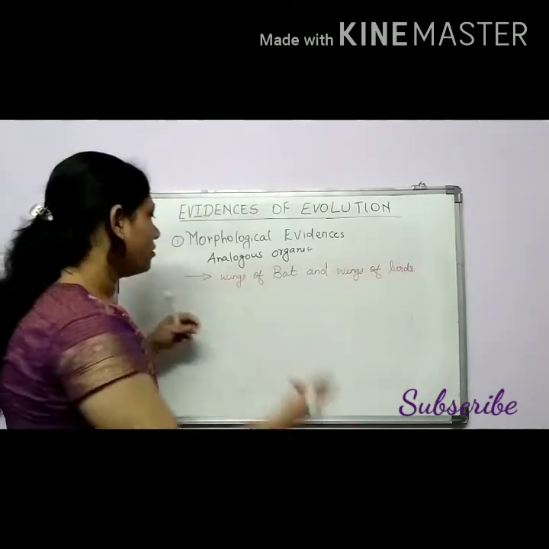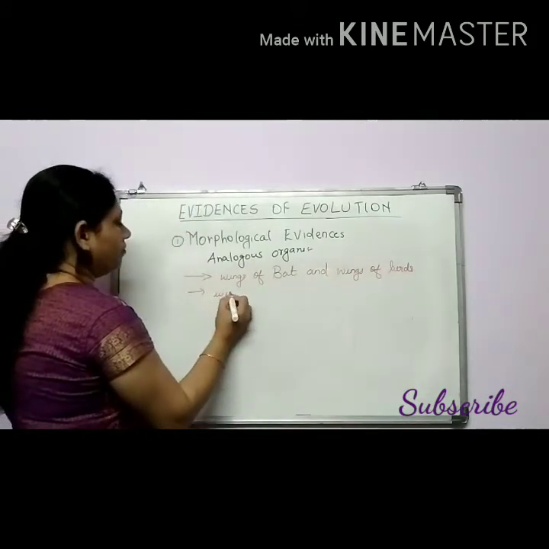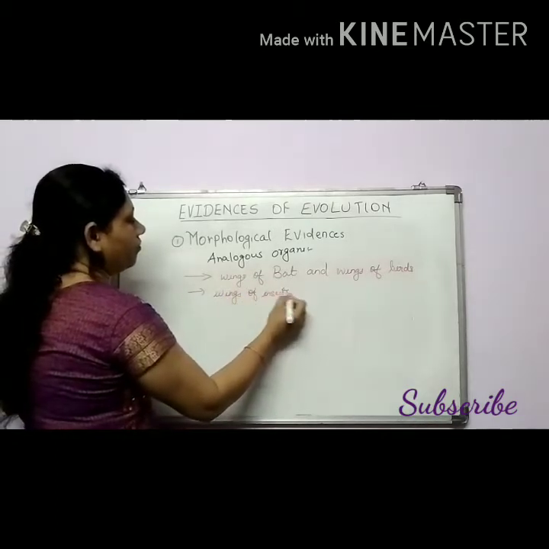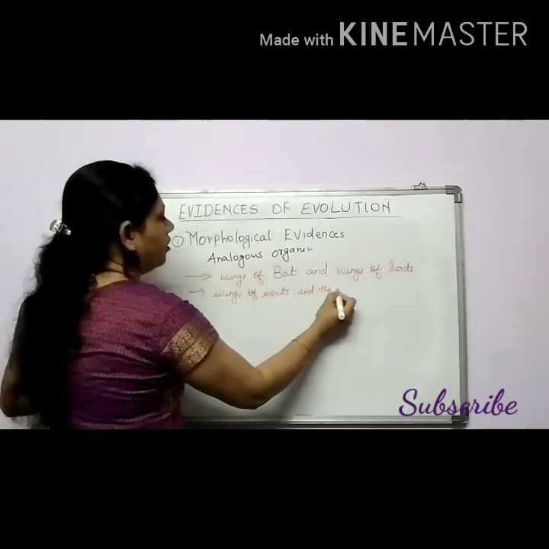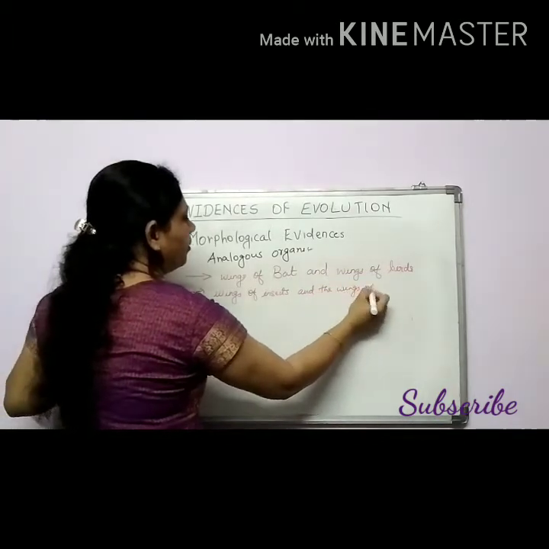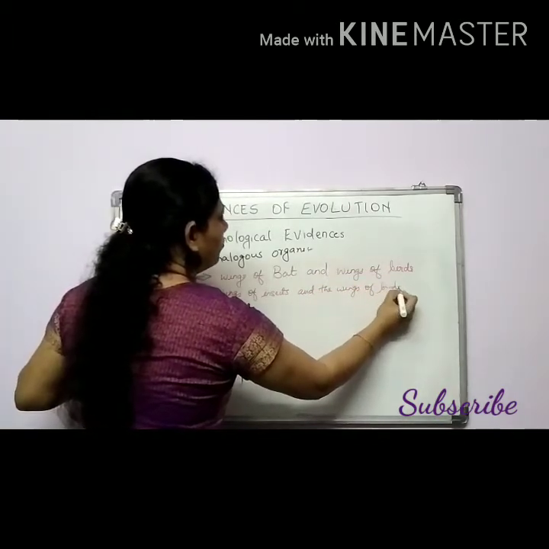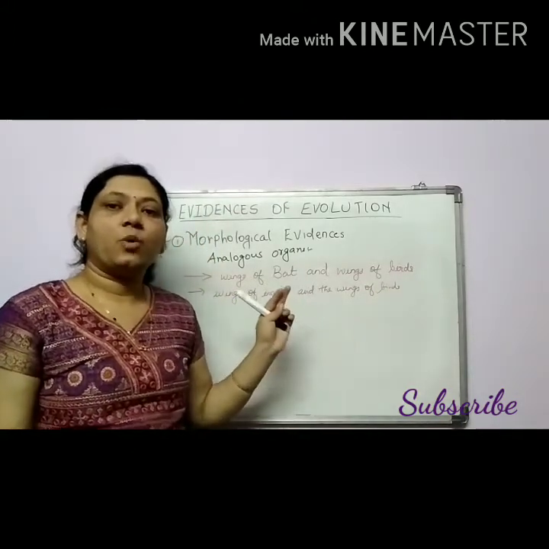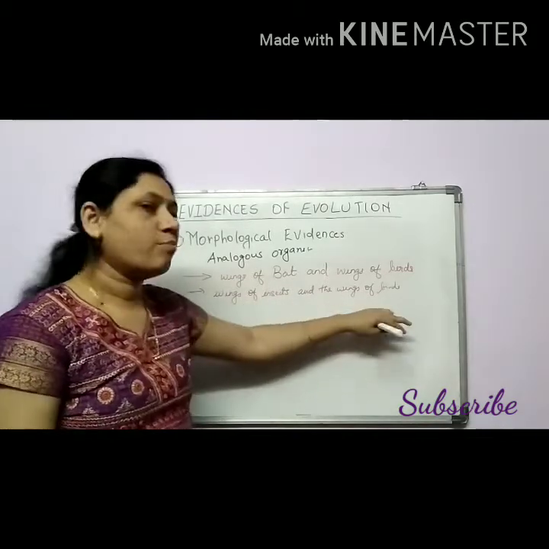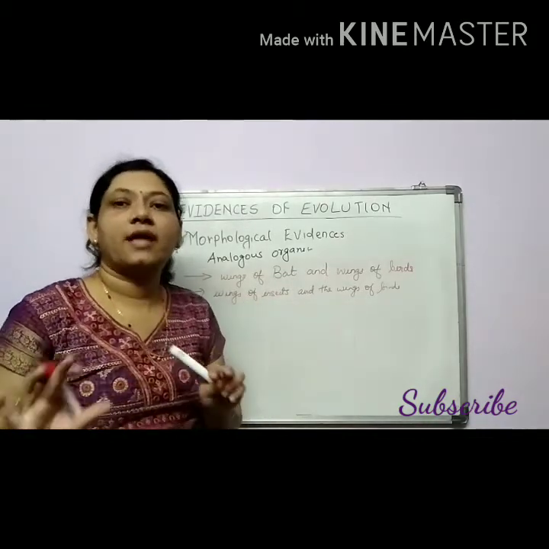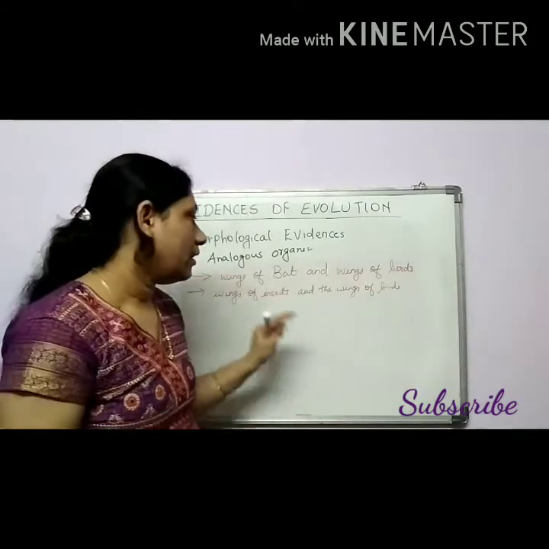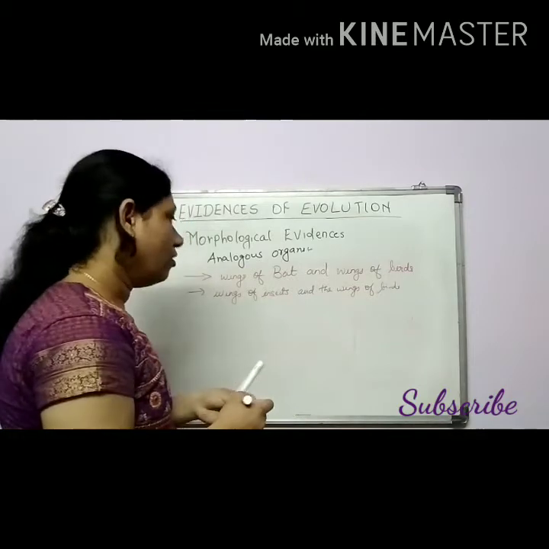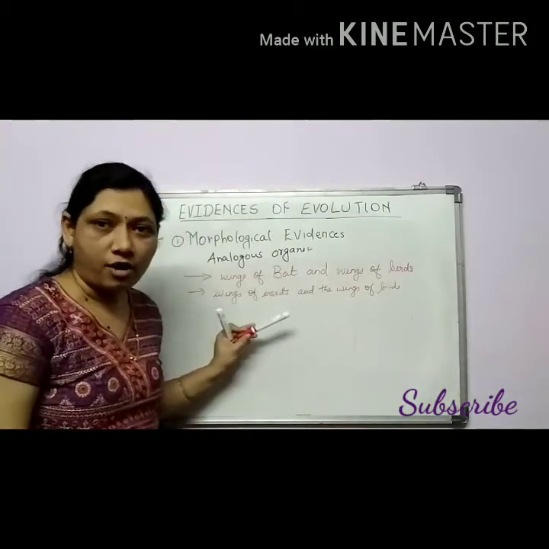Okay, also the wings of insects and the wings of birds, you can see that they are different. We can totally know that insects and birds have totally different types of wings, but they perform the same function of flying. Okay, so these are the analogous organs.